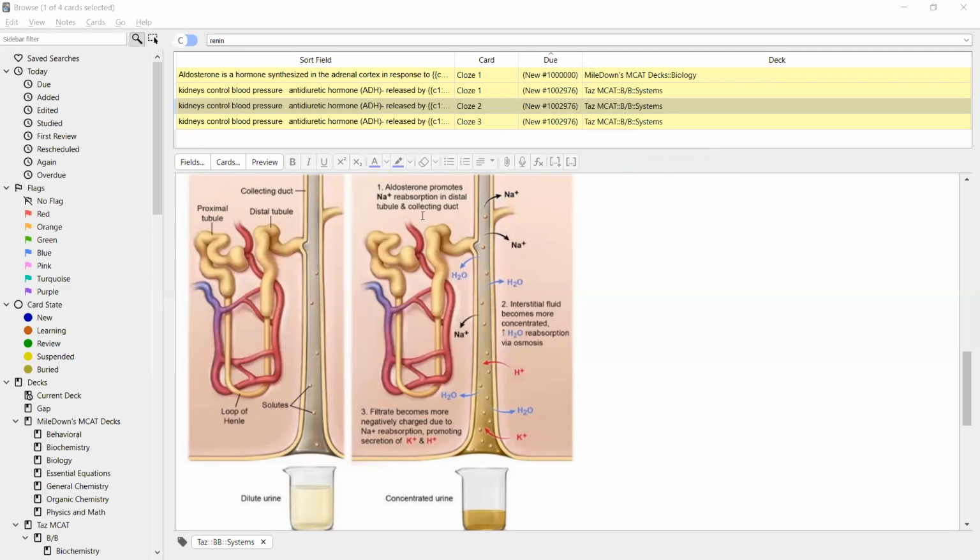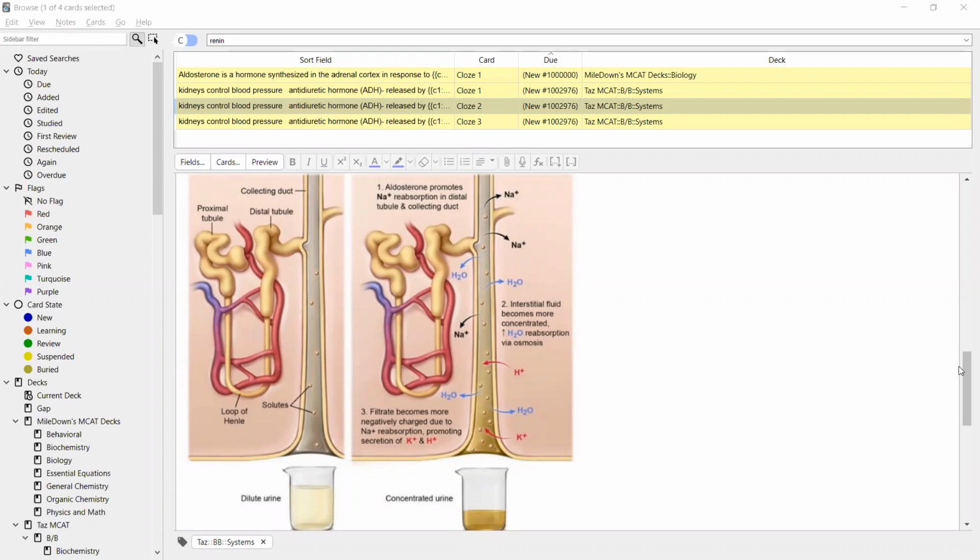Let me just focus on aldosterone right now, and then I'll compare it to ADH. Aldosterone is promoting the sodium reabsorption by taking the sodium out of the urine before it leaves the body. That causes the water to also leave, which causes the urine to become more concentrated and darker, because there's less water in it.